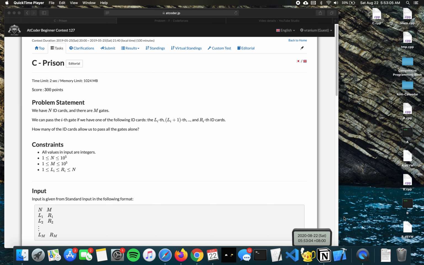In this problem, we're in a prison and we have n ID cards. There are m gates in this prison, and each gate only accepts a certain number of cards. And we just want to find the number of cards that let us pass through all the gates at once.